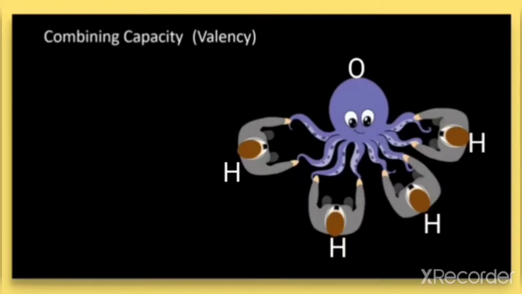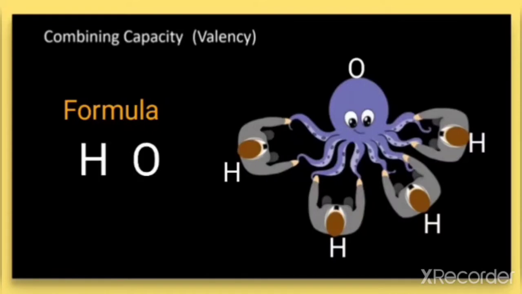In that case, let us make the formula for this combination. How do we make the formula? Here there is an octopus and there are 4 men. So how do we write this combination? There are 4 men: 1, 2, 3, 4. 4 men and 1 single octopus.